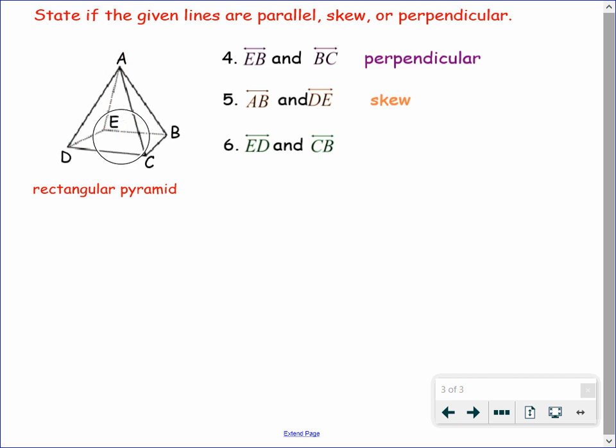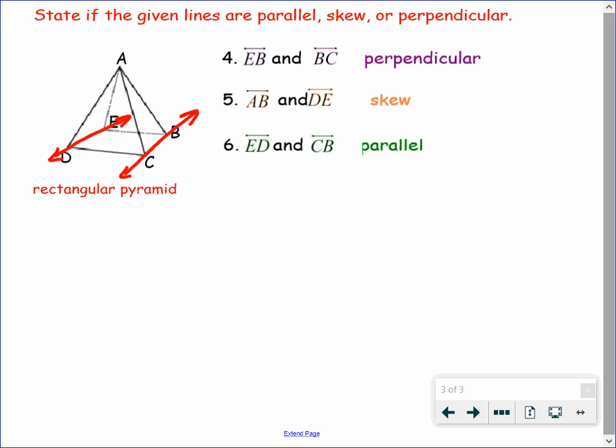And last but not least, line ED on the bottom, on the rectangle, and line CB on the rectangle, on either side of the rectangle, not intersecting. So they're on the same plane and not intersecting, they are parallel.